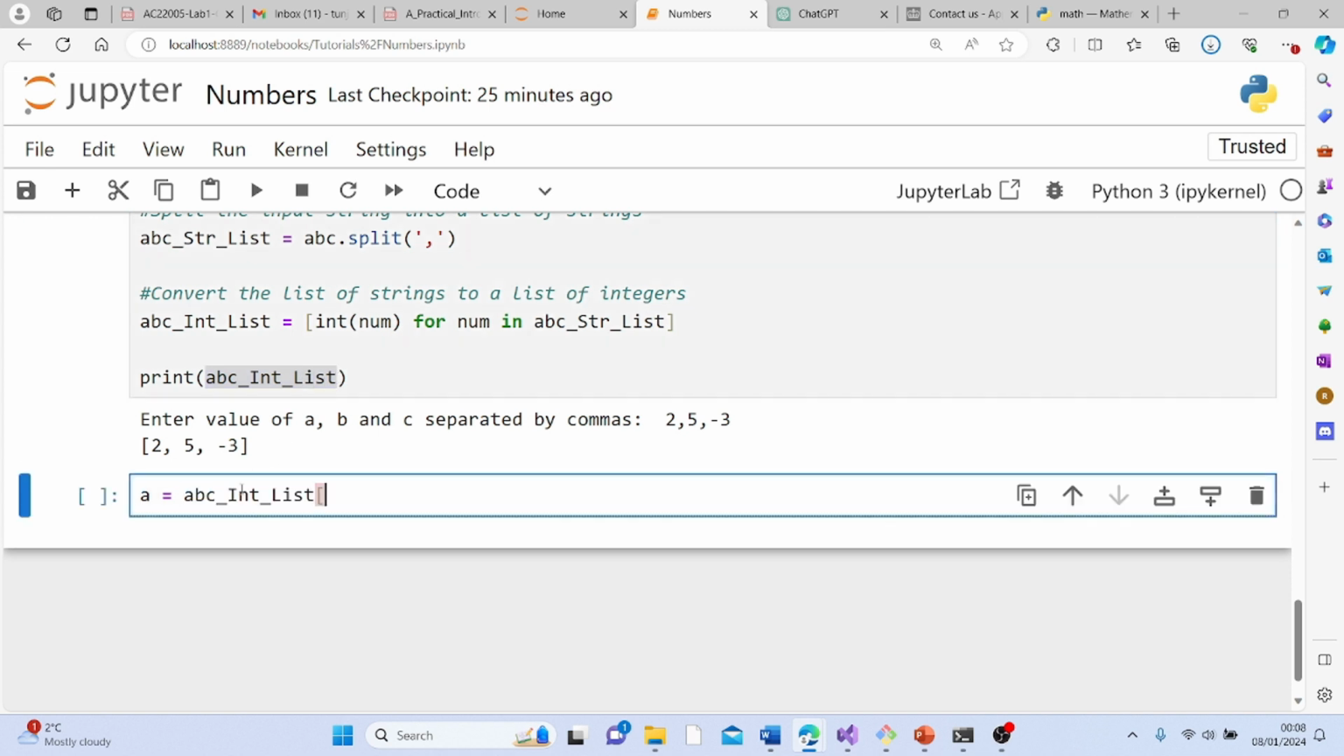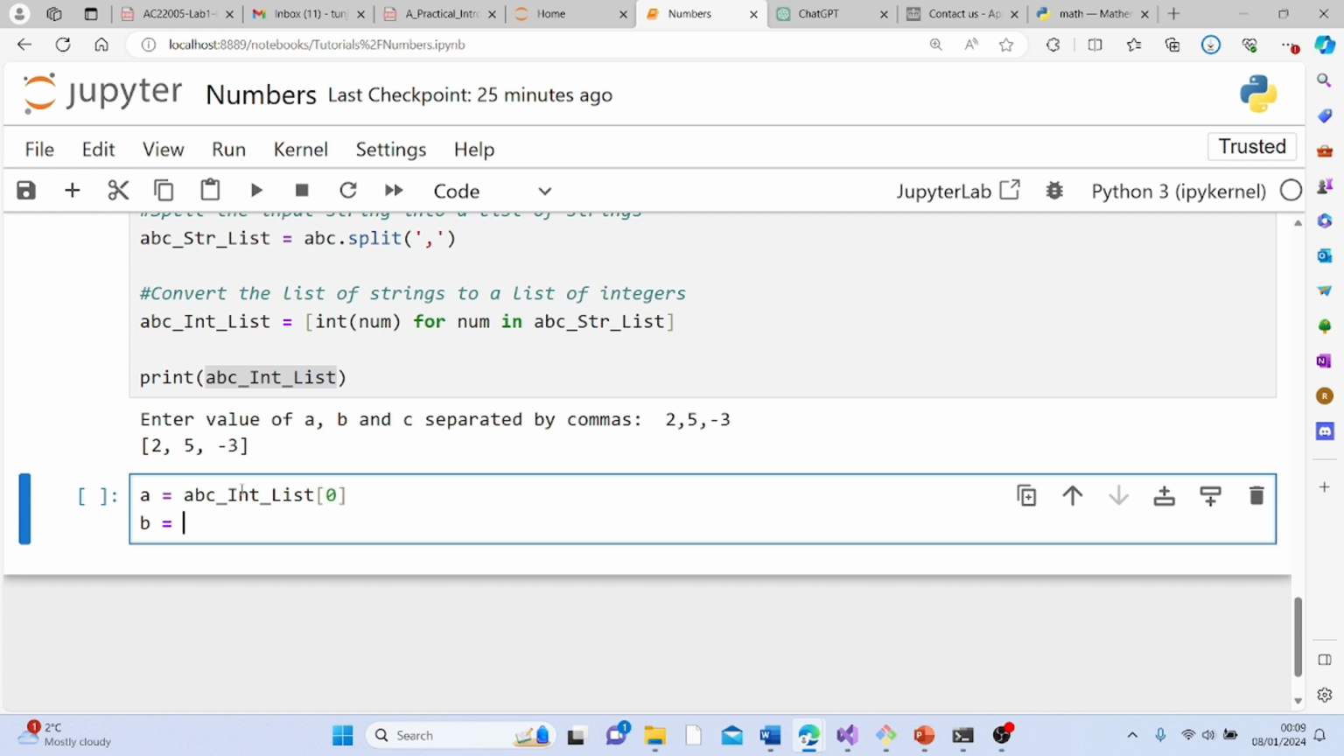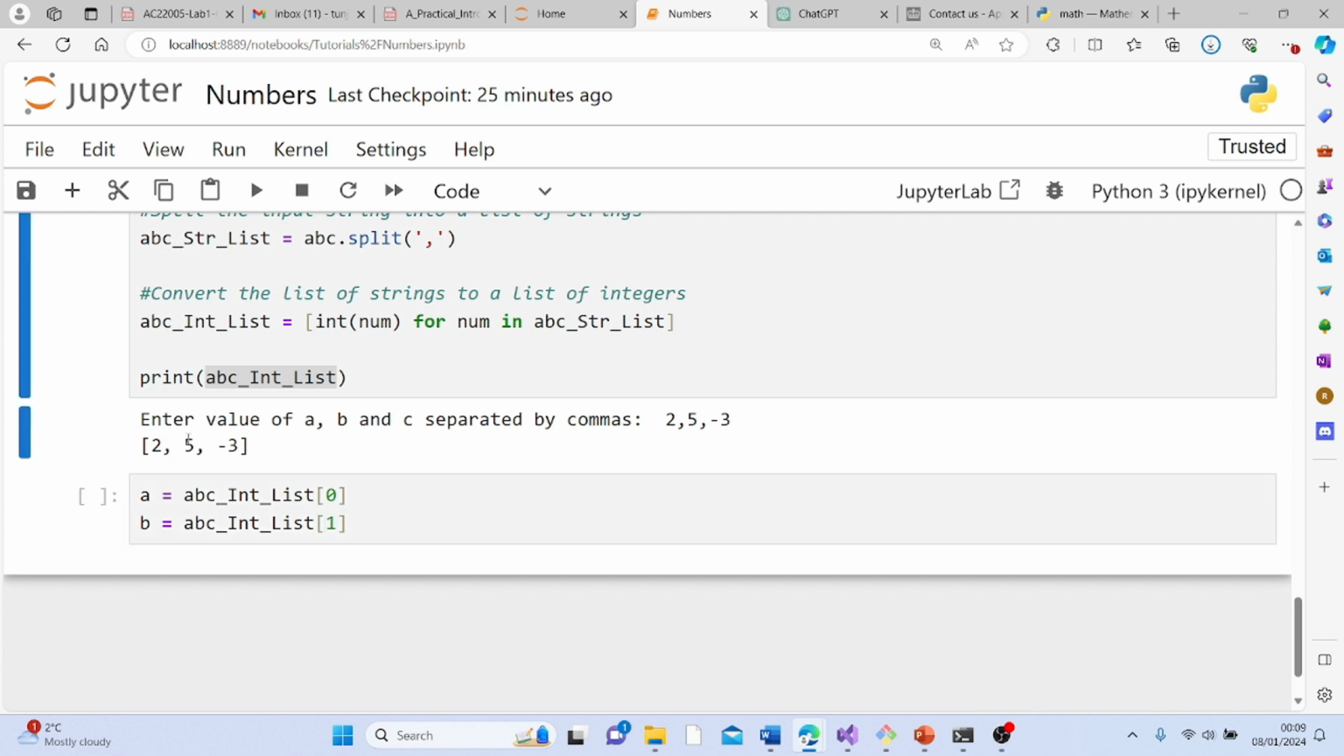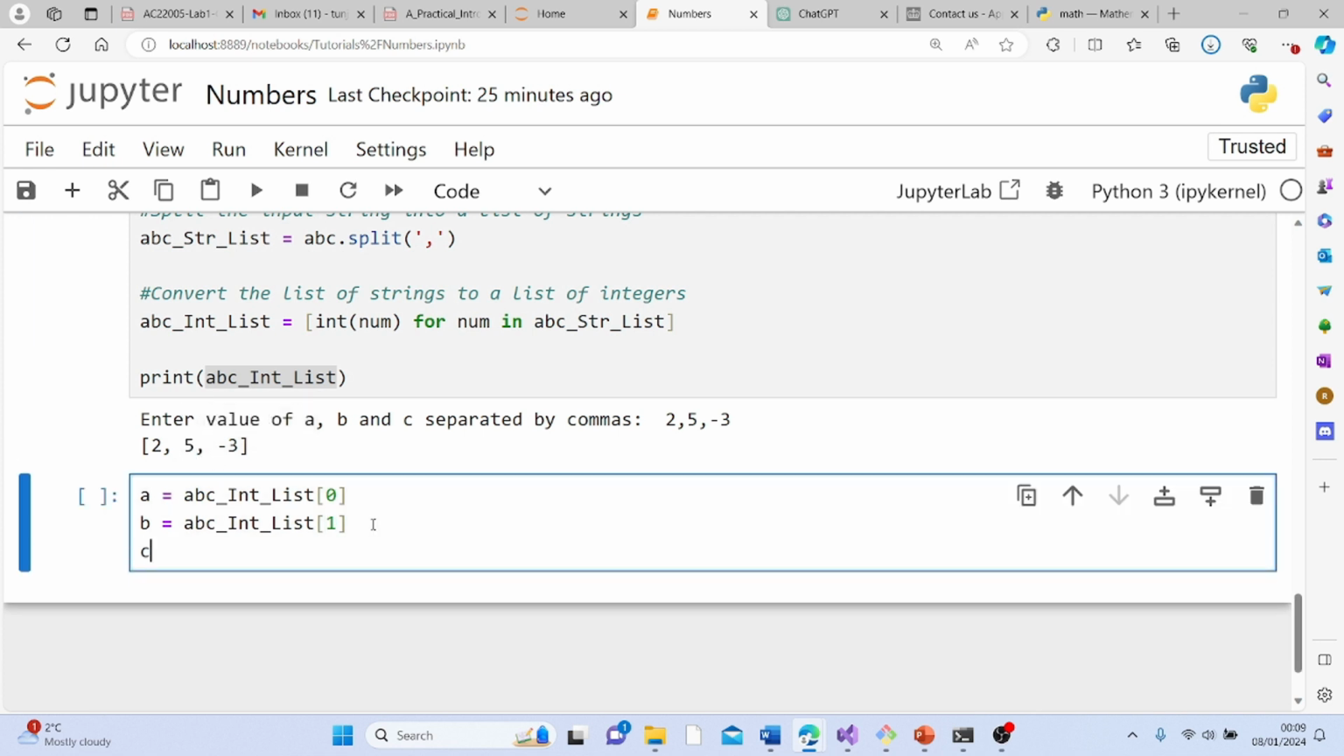You know that the first thing inside this list is A, and the index is 0. And our B is equal to whatever is in the second position here, which is 5, and the index is 1. And the last one, C, is our C, which is the last one, and the index is 2. So I have assigned A, B, and C.